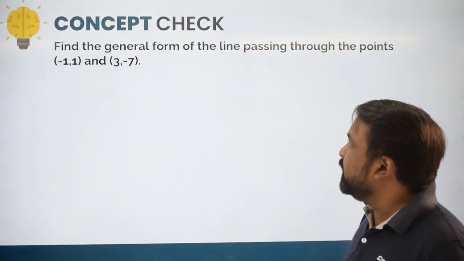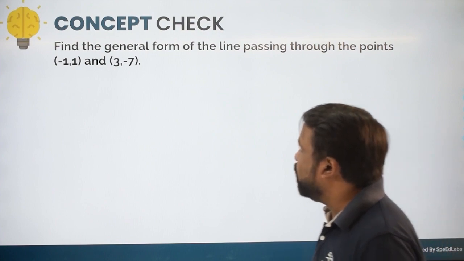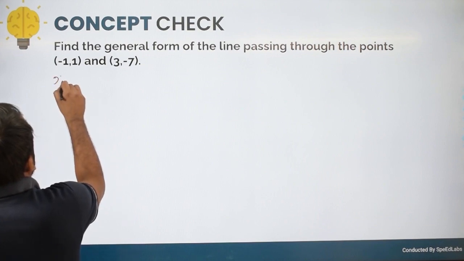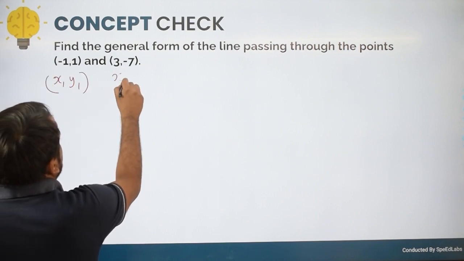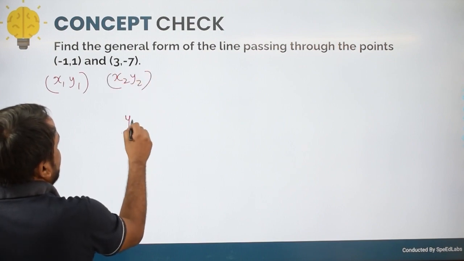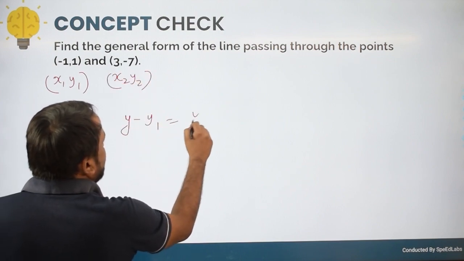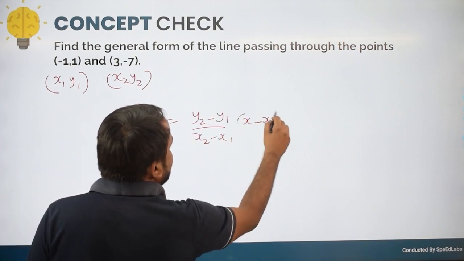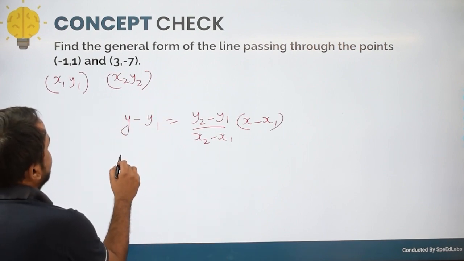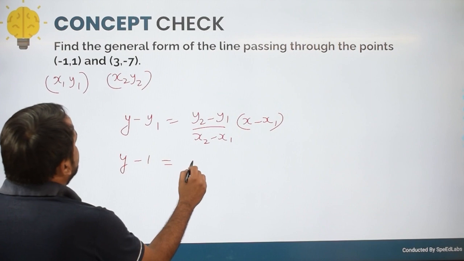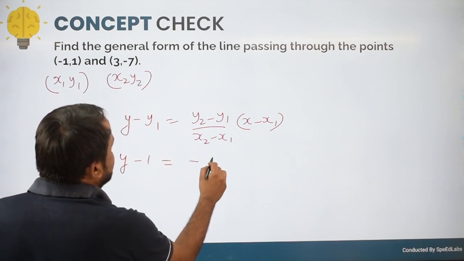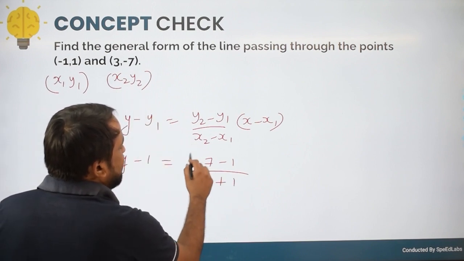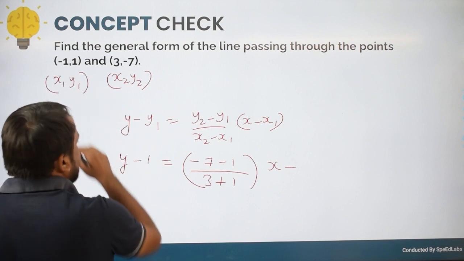So here is a question based on this: find the general form of the line passing through the points minus 1 comma 1 and 3 comma minus 7. Let us suppose that this is x1 y1 and this point is x2 y2. So we have to find the equation. So y minus y1 equals y2 minus y1 upon x2 minus x1 multiplied by x minus x1. So y minus y1, that means y minus 1, equals y2 minus y1, that means minus 7 minus 1, upon x2 minus x1, that means 3 plus 1, multiplied by x minus x1, that means x plus 1.